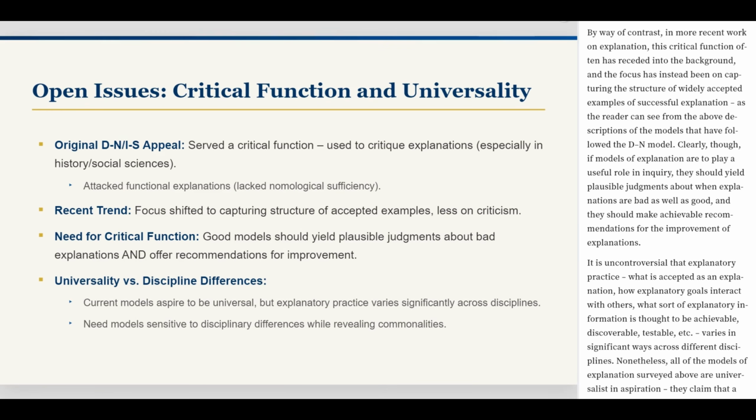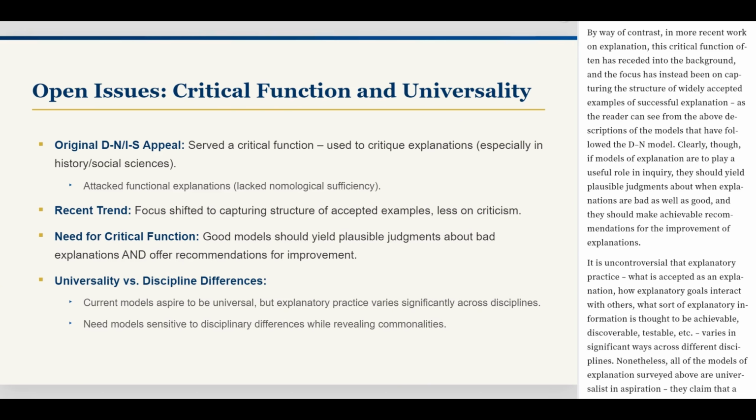Remember how Hempel used the DN model as a critical tool. He wielded it like a scalpel to dissect explanations, especially in fields like history and social sciences, arguing they often fell short of providing nomologically sufficient conditions. That critical edge seems to have dulled somewhat in recent decades. Much of the work now focuses on describing successful explanations rather than critiquing failures. But a good theory of explanation shouldn't just praise the good, it should also help us identify the bad and suggest how to fix it. Another big question is universality.